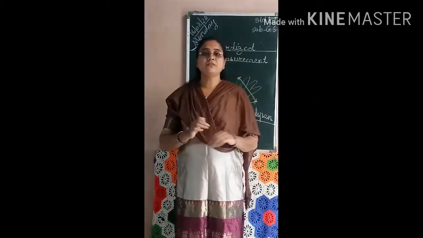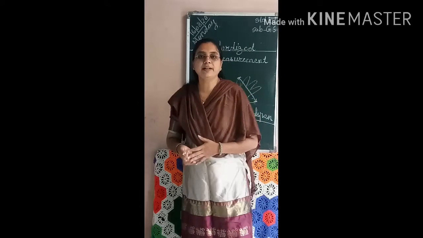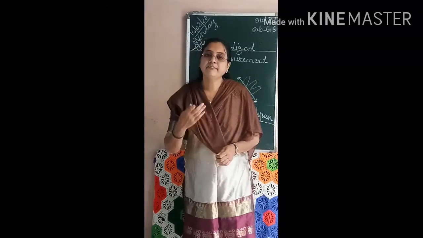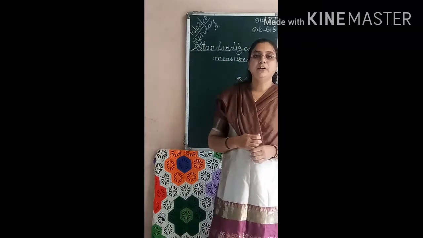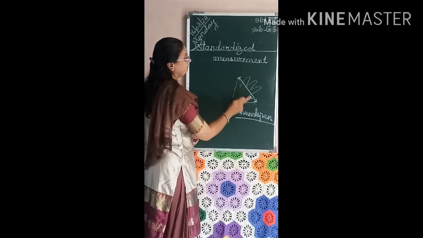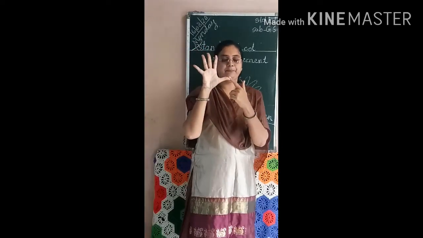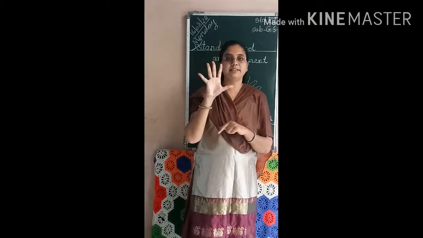Children, our forefathers, our ancestors, did not have equipment like this in olden days to measure things. They were using their body parts to measure different things. For example, handspan. Handspan means the distance between our little finger and thumb. By using handspan, they used to measure short distances.